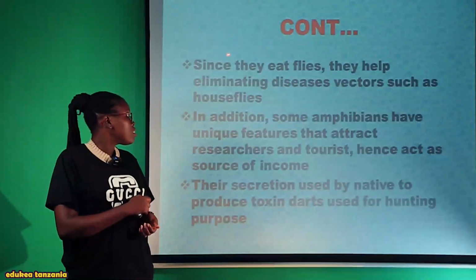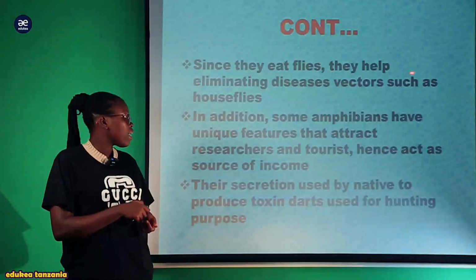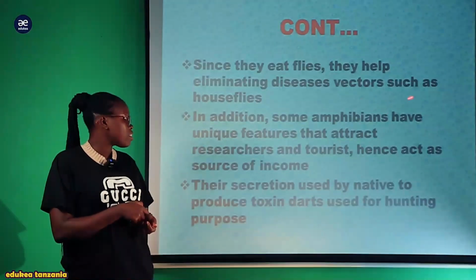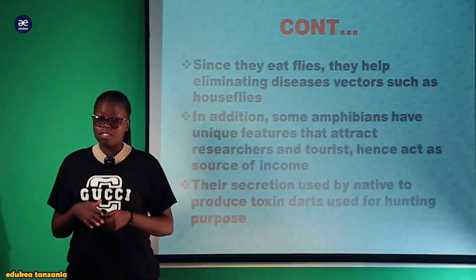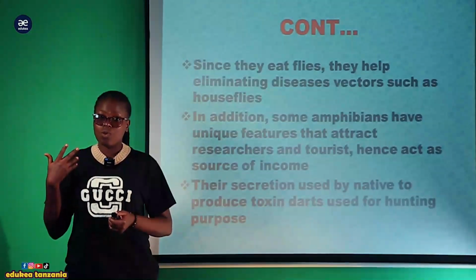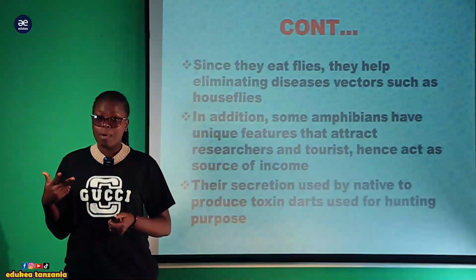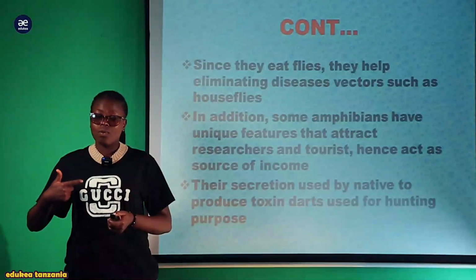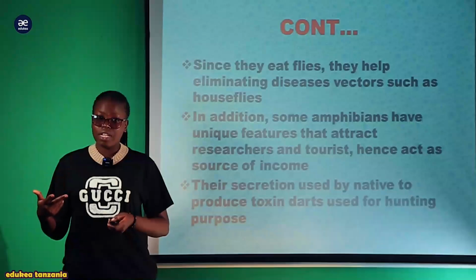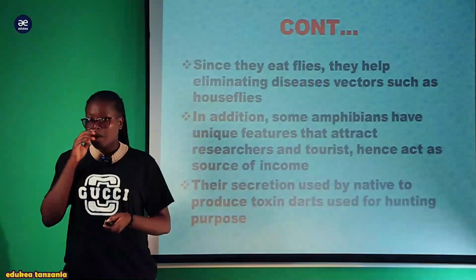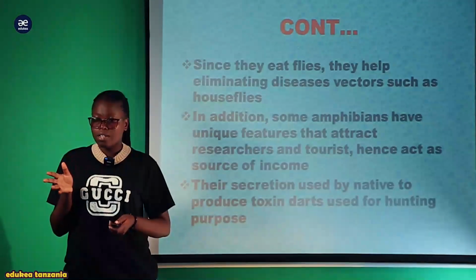Also, since they eat flies, they help to eliminate disease vectors such as house flies. For example, amphibians have a sticky tongue which helps in capturing prey. Flies are captured, which helps to reduce the number of houseflies, which are vectors of particular diseases.